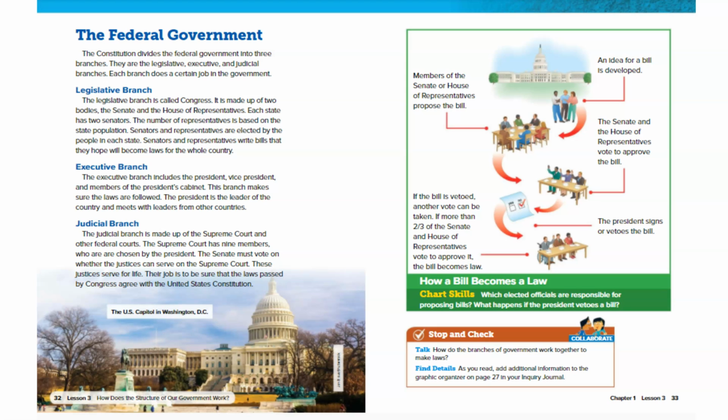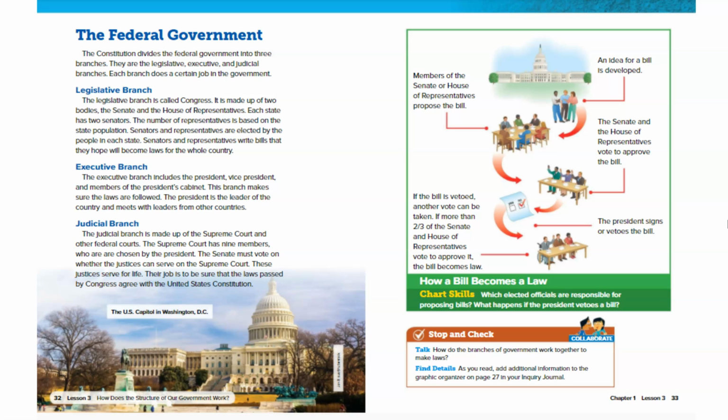Still referring to this diagram, can we discuss how the branches of government work together to make laws? Pause here to reflect. That's right. We know that the legislative branch is responsible for proposing and voting on a bill that could potentially become a law. We know that the executive branch, meaning the president and vice president, but specifically the president, can sign the bill into law or veto it. That's how the legislative and executive branch work together to create laws.